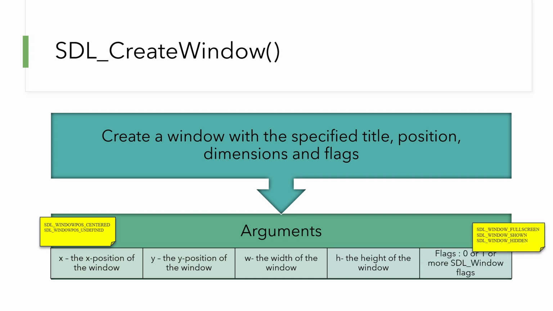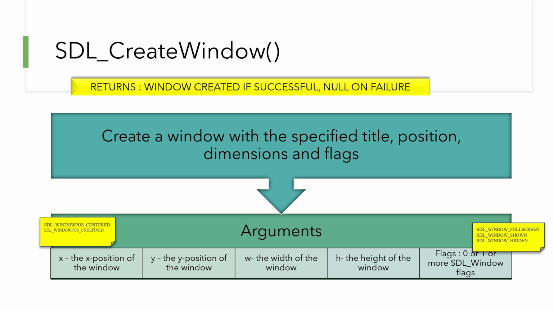Examples of flags are SDL window full screen to give us a full screen window, SDL window shown for a visible window, and SDL window hidden for an invisible window. Again, SDL Create Window is a function. The return value is the window if it is successful, otherwise a null on failure, and we can check for this in our code.